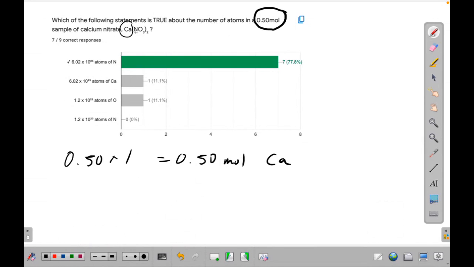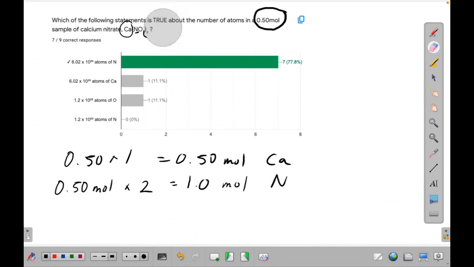For nitrogen, it looks like we have one nitrogen, but hold up. There's this little 2 out there, which represents that there are 2 nitrates bonded to calcium, which makes sense since calcium is a 2+ ion and nitrate is a -1 polyatomic ion. So I'm going to take my 0.50 moles again, times 2, and I'm going to end up with 1.0 moles of nitrogen. Okay, so hopefully you see where we're going with this.